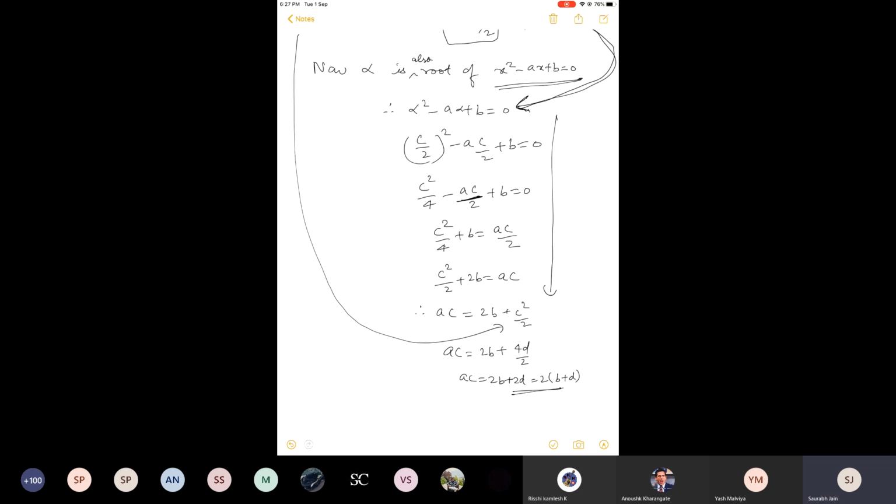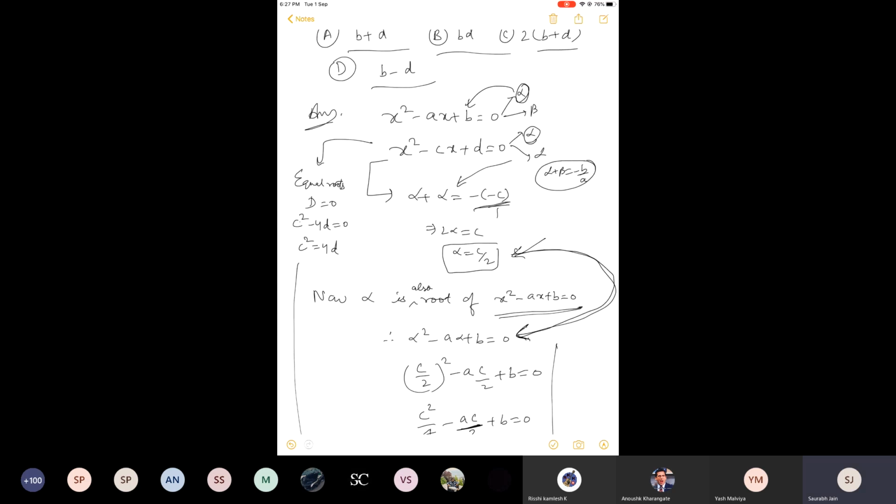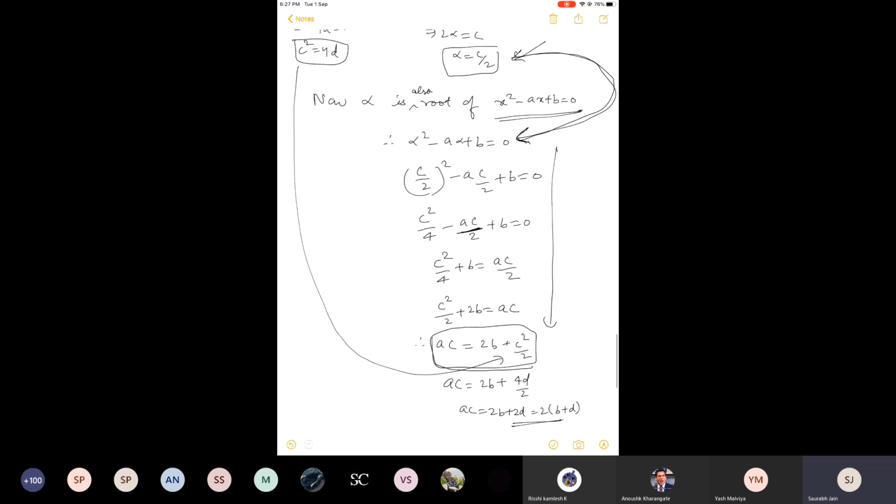So though you got the expression for AC, it was coming in terms of b and c, and you have to write the answer in terms of b and d. So that is why I came back to the question and used this thing that the second equation has equal roots. So discriminant must be 0. From here, we get this relation. And after putting this relation here, we have got the required result.